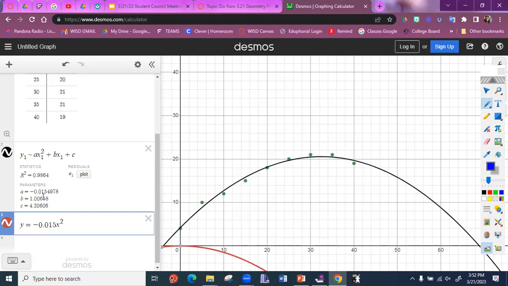Plus, what's our B? 1.007 X, plus our C, and what's our C? 4.206. Okay, notice that the graphs that we typed in do not line up perfectly. That's because we rounded, whereas the formula above is the most exact approximation.